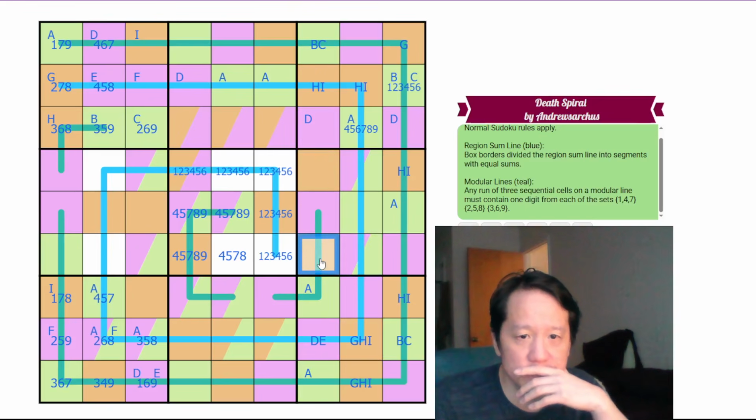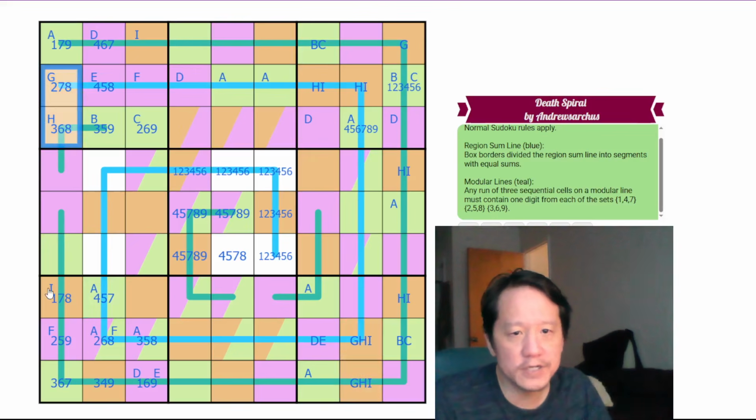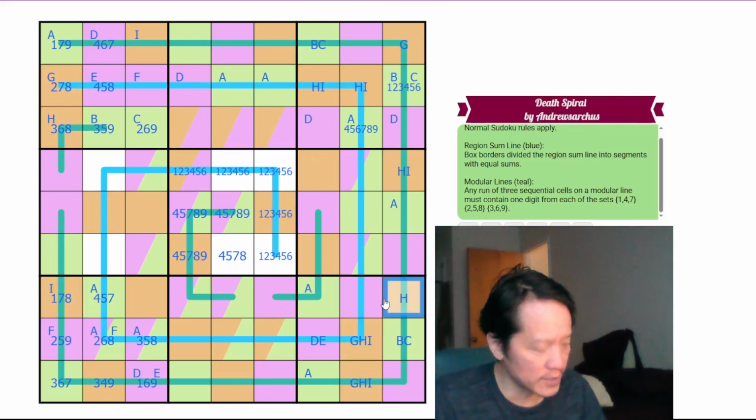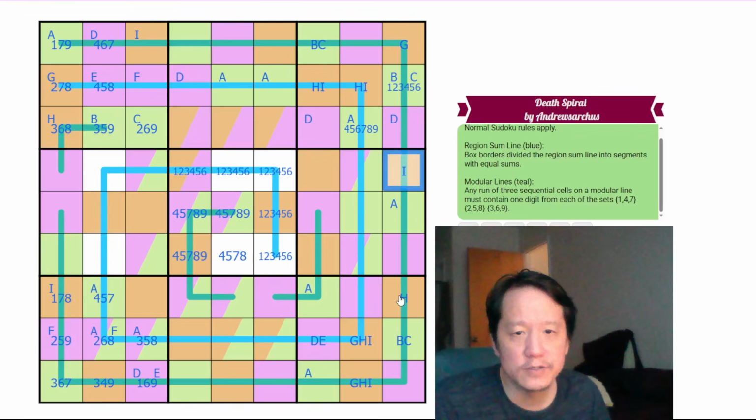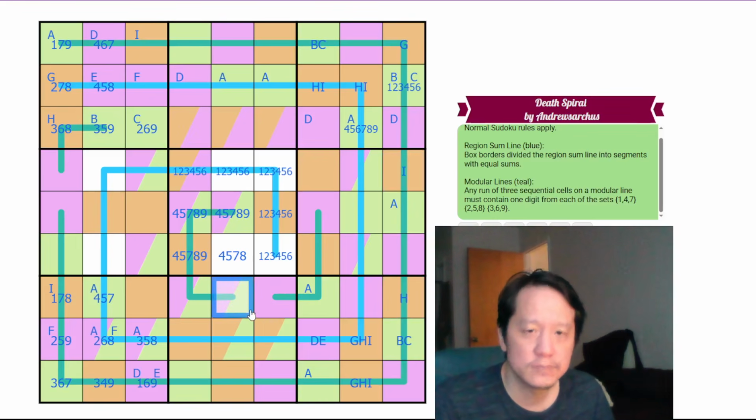G is one of these two. G and H, I makes this, so this can't be I. This is H, which means this can't be H. That's I. Interesting. So we know, okay, so A is here. So we'll have A here, A here. This is A.